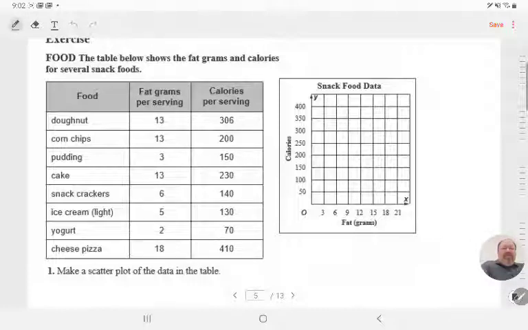All right, so it says the table below shows the fat grams and calories for several snack foods. So here is my table of all my information. I am to make a scatter plot of the data in the table. So I can draw out a scatter plot, which would look like this or similar to this. Fat would be my X, and Y would be my calories, okay? Because the number of calories is dependent upon how many fat grams you have.